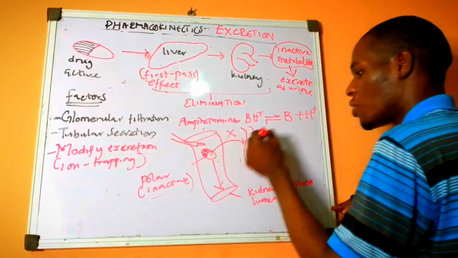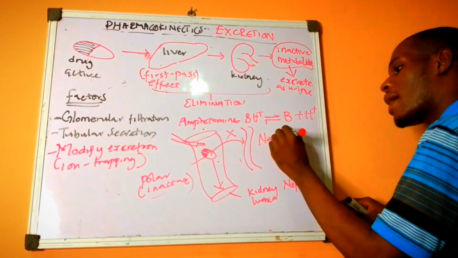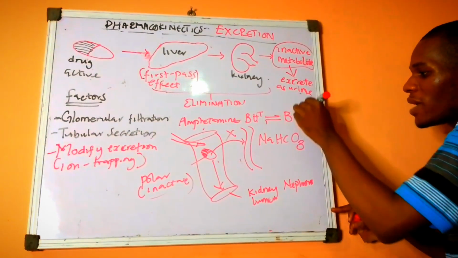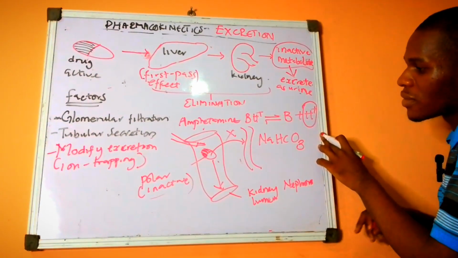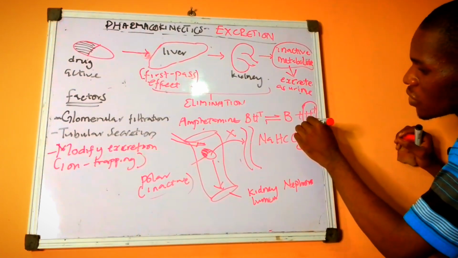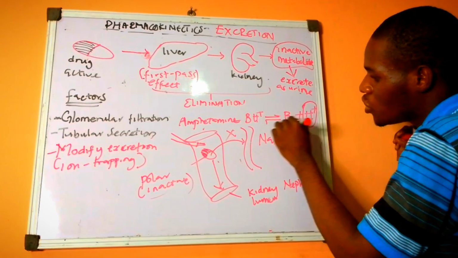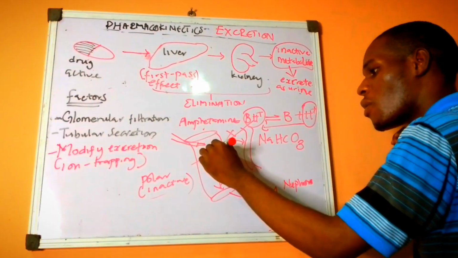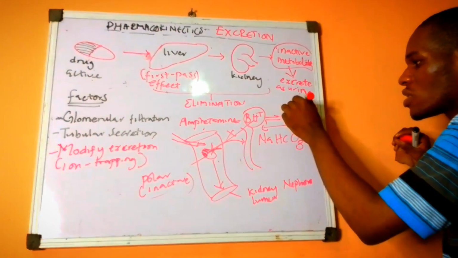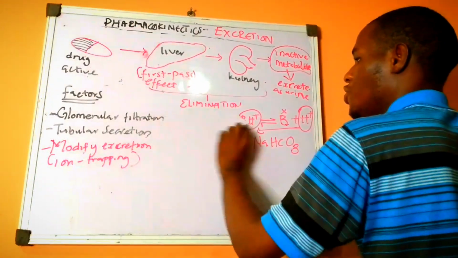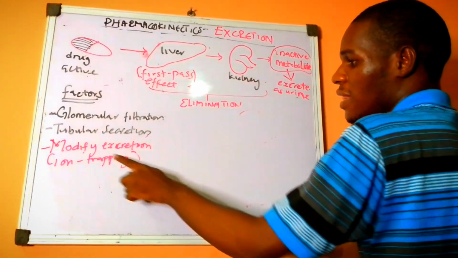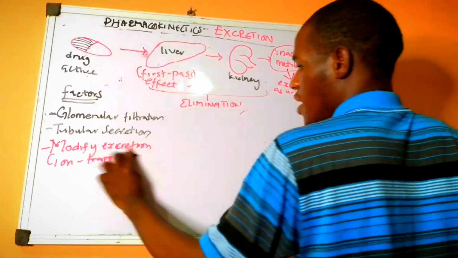You can modify the excretion by giving sodium bicarbonate. Sodium bicarbonate is going to provide an acidic environment that would cause the equilibrium position to shift to produce more of this polar form of amphetamine, thus modifying excretion. We have talked about the factors affecting the excretion of the drug, most importantly, modified excretion, aka ion trapping.